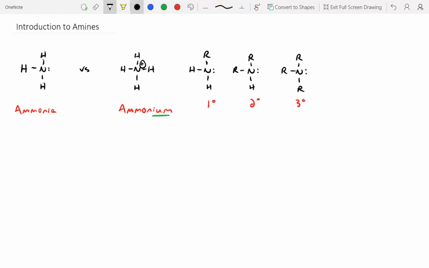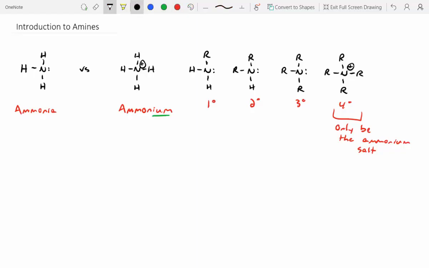The last one that we have is our quaternary ammonium species, and in this case this can only be the ammonium salt. Primary, secondary, and tertiary amines can be their ammonium salt under acidic conditions, or they can be neutral under basic conditions. So it really depends on the pH.